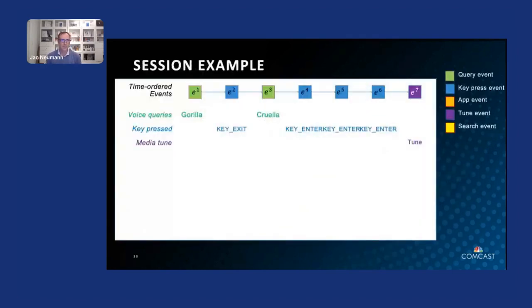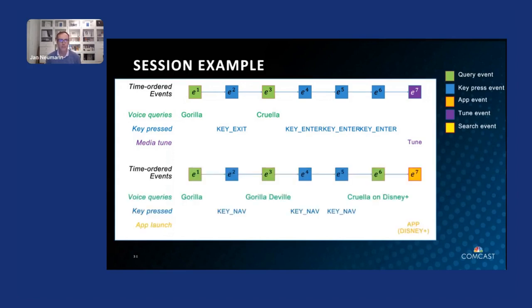So let's take a look at some of these sessions in detail. Here's an example where the first interaction was a voice query, which we transcribed and understood as gorilla. And then the customer pressed exit to start over. And then they said the query again, and this time we got Cruella. And then we see the customer navigating, entering, followed by a tune to actually watch something, which we can interpret as a positive interaction, at least after Cruella, right? But we know that gorilla was not working out as planned.